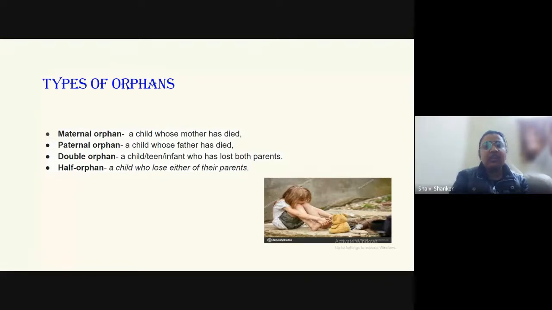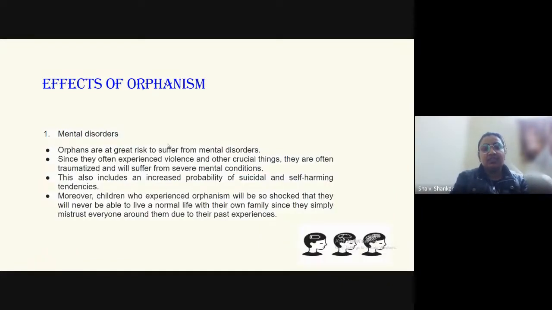There are several effects which impact orphans. First one is mental disorder. Orphans are at great risk of suffering from mental disorders, since they experience violence and other crucial things. They are often traumatized and will suffer from several mental disorder conditions.